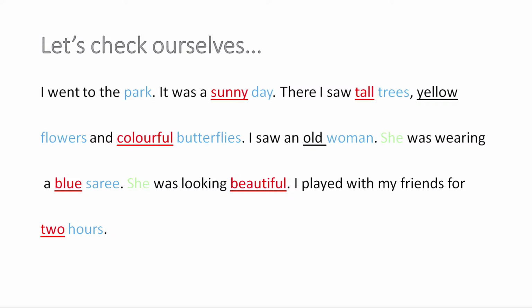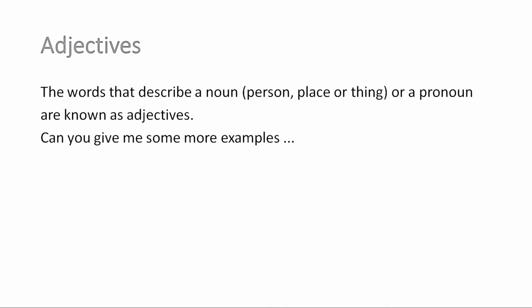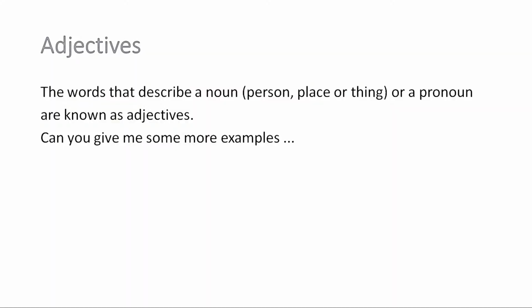I hope you all have checked and you have done correctly. If not, you can go through this slide again and recheck what you have missed. Now, let's go ahead. As a definition, the words that describe a noun, that is a person, place or thing, or a pronoun, are known as adjectives. Can you give me one more example? Can you try, Simran? Any sentence. I would say Simran is a nice girl. Great. So, nice is the adjective there. Excellent. We all use describing words or adjectives when we talk in our daily life. We just have to know the definition: the words that describe a noun or a pronoun are known as adjectives.